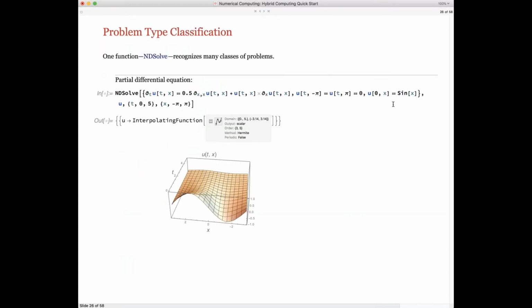NDSolve also handles many different types of differential equations automatically instead of requiring the user to learn the different syntax of a collection of specialized functions. In this example, I'm solving a partial differential equation, and it has to be first discretized and then passed to an algorithm for integrating the problem forward from the boundary conditions mentioned over here.